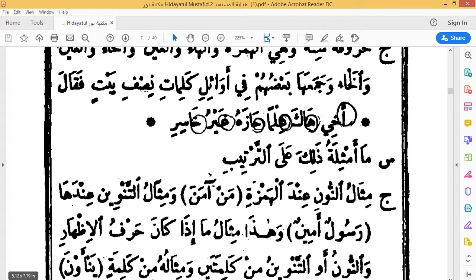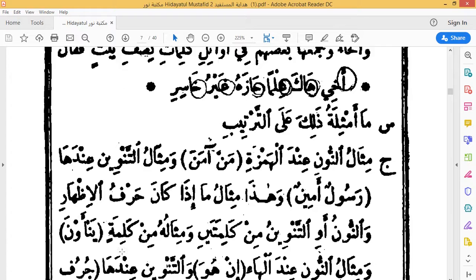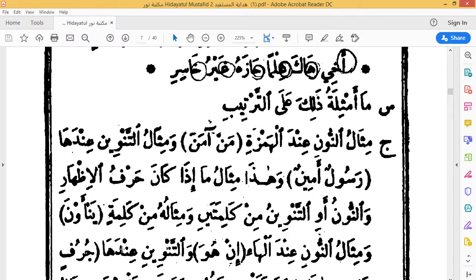This is an example of when the harf al-izhar and the nun of tanween are in two words. So these two examples that have been brought are for when you have harf al-izhar and nun sakina or tanween in separate words. Now we used to have instances of it in a single word also. So that will be the next example we are going to take.